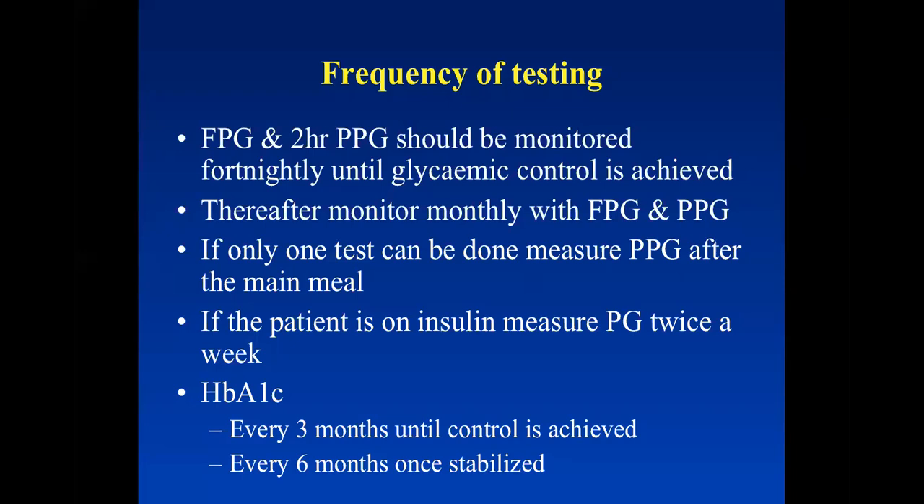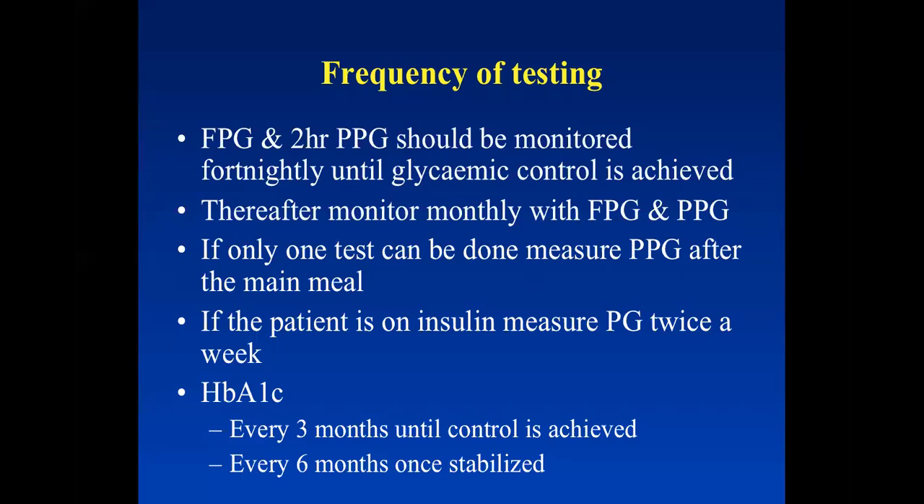That depends on certain guidelines and clinicians' preference. If you can't do both, it's better to do the postprandial glucose level after a main meal rather than the fasting plasma glucose. If the patient is on insulin, their plasma glucose level should be measured twice a week, because they are at higher risk of developing hypoglycemia. You need more frequent monitoring.